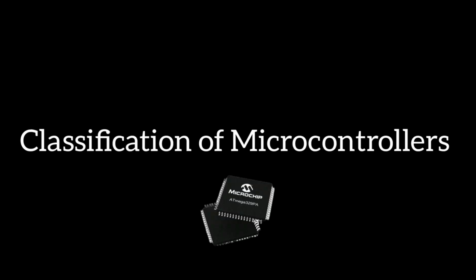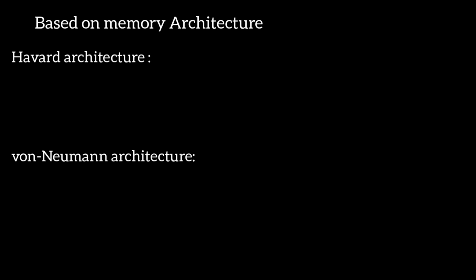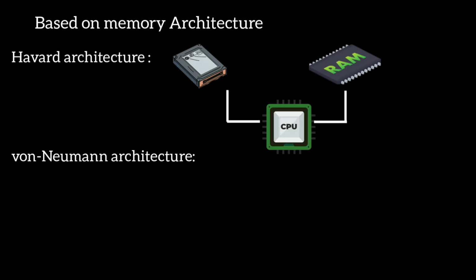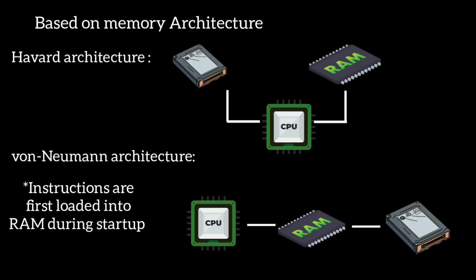Microcontrollers can be classified based on different features they possess, some of which are: 1. Based on the memory architecture. There are two types of microcontrollers under this category, the Harvard architecture and the von Neumann architecture. The Harvard architecture stores instructions in the flash and data in RAM and uses a separate bus to access them, while the von Neumann architecture stores instructions and data in RAM and accesses them through the same bus.